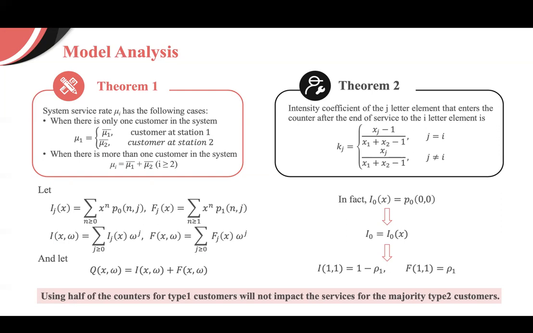Therefore, the probability of having one type of customer being served in the system is only related to the customer arrival rate and service rate. Thus, using half of the counters for type 1 customers will not impact the services for the majority type 2 customers. Now, welcome my partner to talk more about the application of this model.